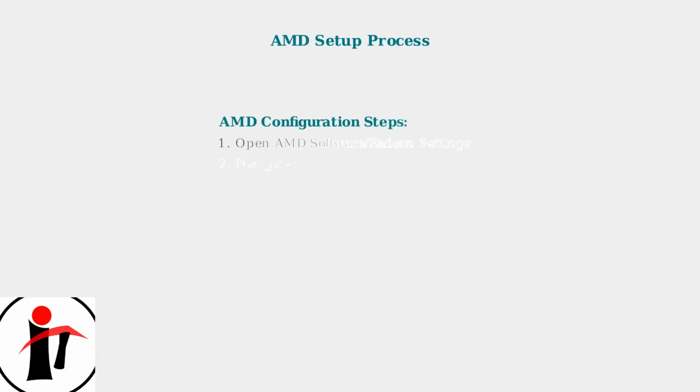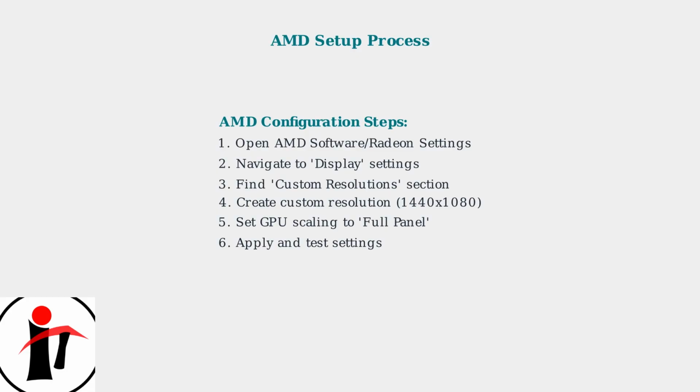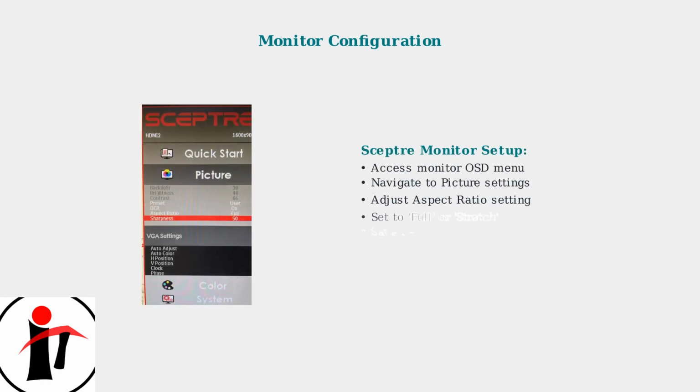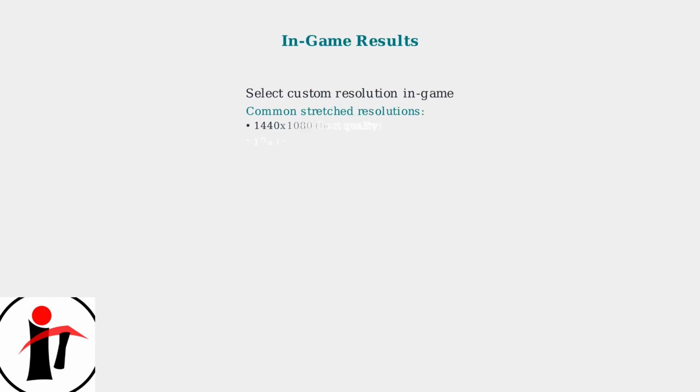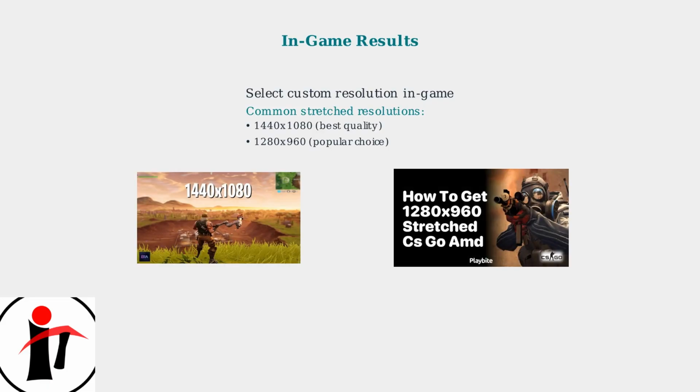For AMD graphics cards, the process is similar but uses AMD software or Radeon settings. Open the AMD control panel and navigate to Display Settings to access custom resolution options. After configuring your graphics card settings, you may need to adjust your Sceptre monitor's aspect ratio handling. Access the monitor's on-screen display menu and look for aspect ratio or picture settings. Once your GPU and monitor are configured, launch your game and select the custom resolution you created.